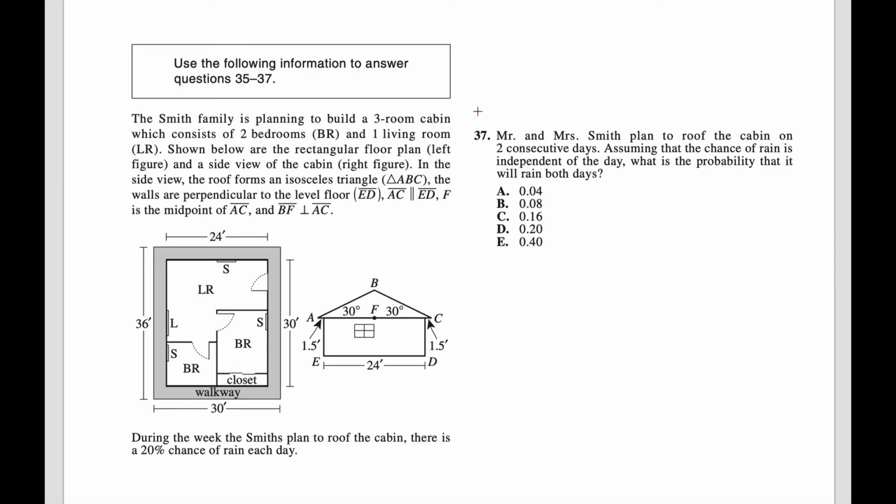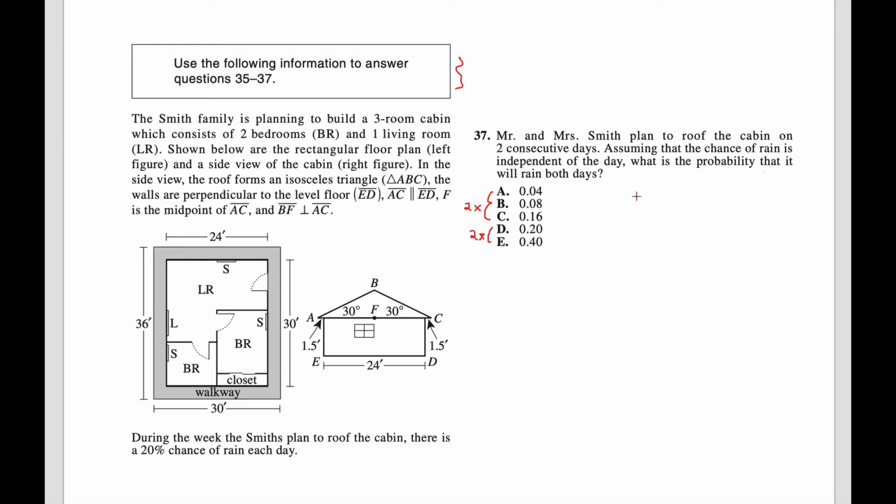Question 37 is part of this group of questions from 35 through 37, which we had read the prompt for in question 35. Question 37 says that Mr. and Mrs. Smith plan to roof the cabin on 2 consecutive days. Assuming that the chance of rain is independent of the day, what is the probability that it will rain both days? As answers, we have decimals from 0.04 to 0.40, and we also have a pattern of doubling between A, B, and C, as well as between D and E.